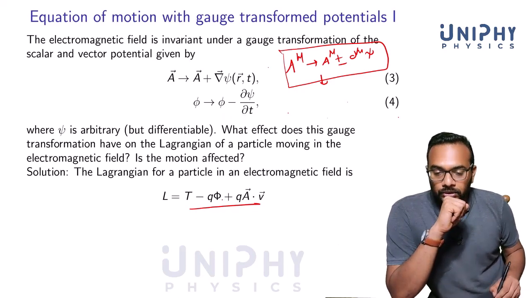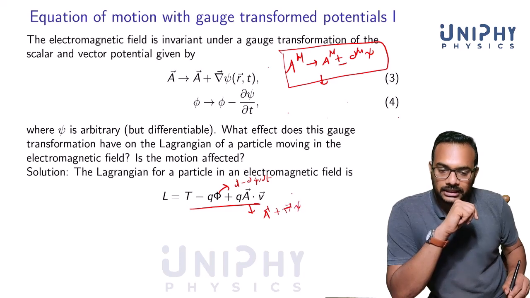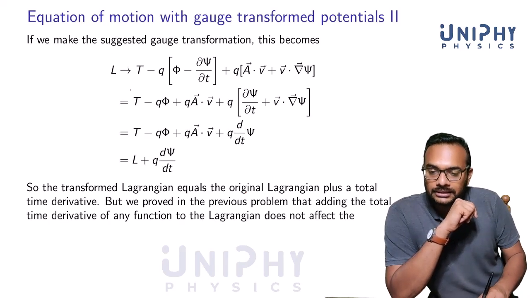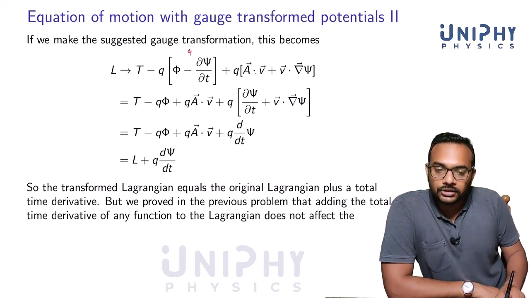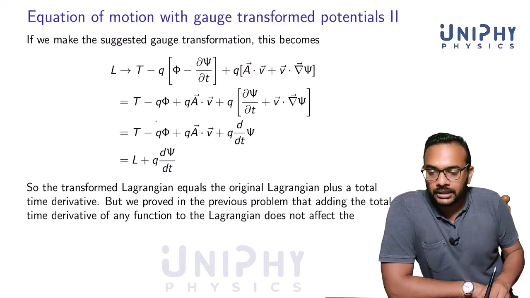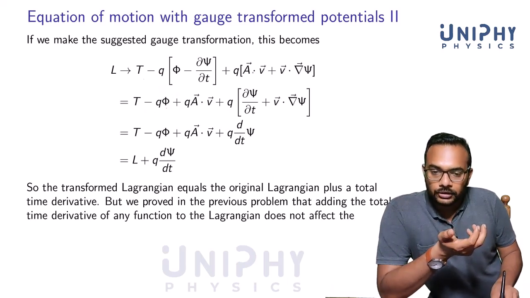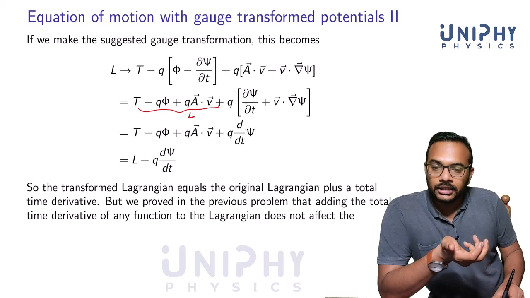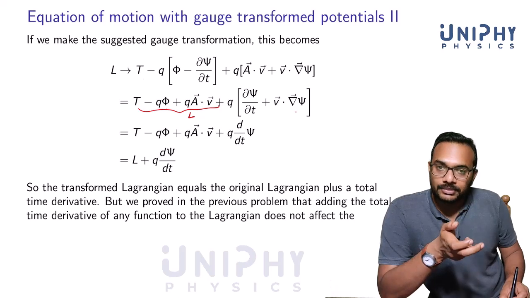So you change this φ to φ minus ∂ψ/∂t, and this A vector to A vector plus ∇ψ. That's exactly what we do here. This Lagrangian in this case changes to, instead of φ, I put φ minus ∂ψ/∂t here, and instead of A, I put A plus ∇ψ here. Now you just write it down, expand this. This is T minus qφ plus qA·v. This is the old Lagrangian itself, and there's another term here, q multiplied by ∂ψ/∂t plus v vector dot ∇ψ. What's this term?